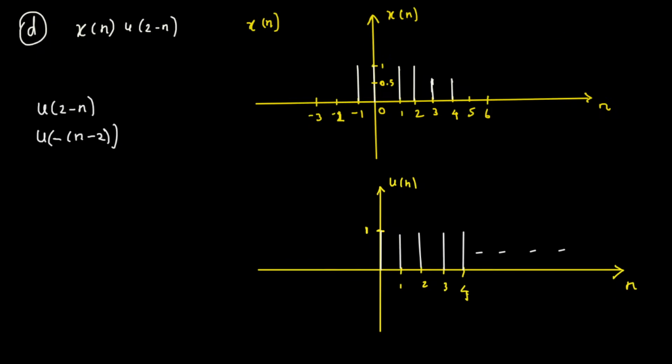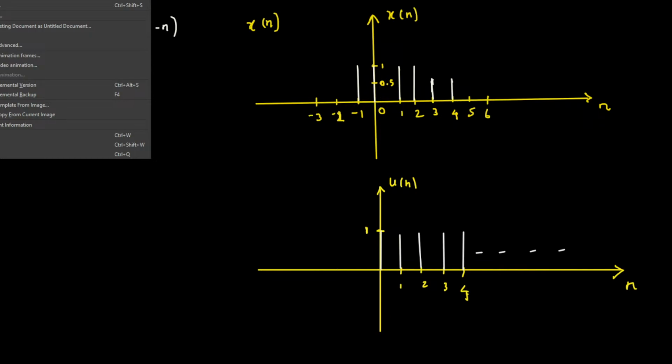So if I flip the unit step function to the opposite side, whatever was positive is going to be negative. So it's going to go from 0 to negative infinity. It's just flipped about the y-axis. So let's draw the u of minus n.